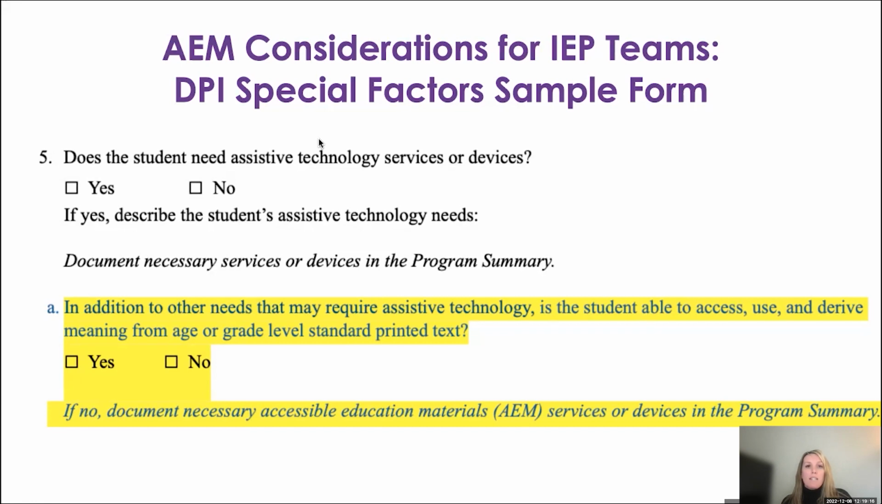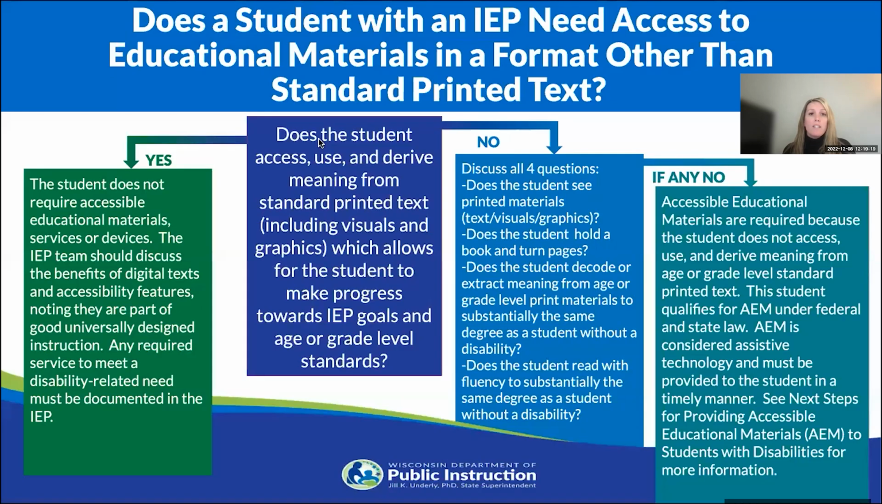To further assist IEP teams with this prompt, we are excited to announce the AIM decision tree. The main title question you see at the top, does a student with an IEP need access to educational materials in a format other than standard printed text? As we unpack this decision tree, we see in the main box, this main question here, does the student access, use, and derive meaning from standard printed text? Please remember this includes visuals and graphics. So again, does a student access, use, and derive meaning from a standard printed text, which allows for the student to make progress towards IEP goals and age or grade level standards?